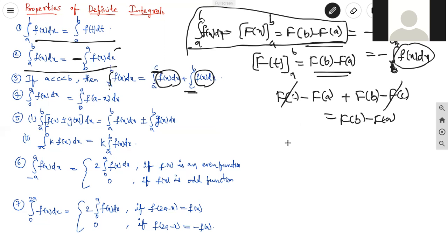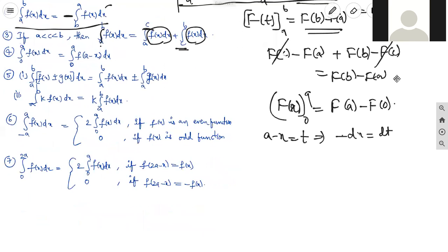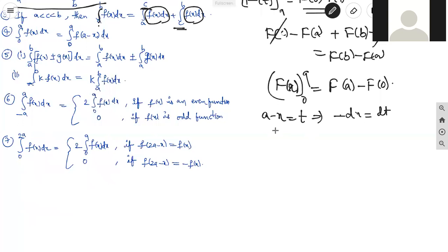Here f of x means capital F of x, limits from 0 to a, that is equal to capital F of a minus capital F of 0. Here f of a minus x, we can take a minus x equal to some variable t, then minus dx is equal to dt. Here the limits also change. That is the substitution method. We substitute a minus x equal to t, in the place of dx equal to minus dt.